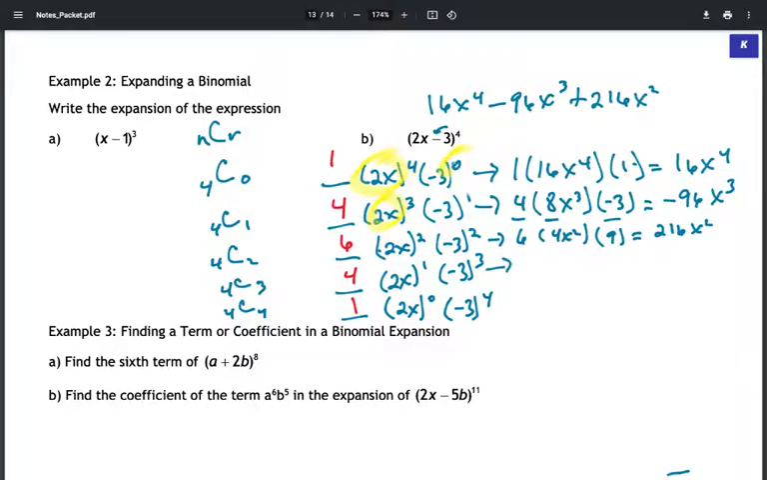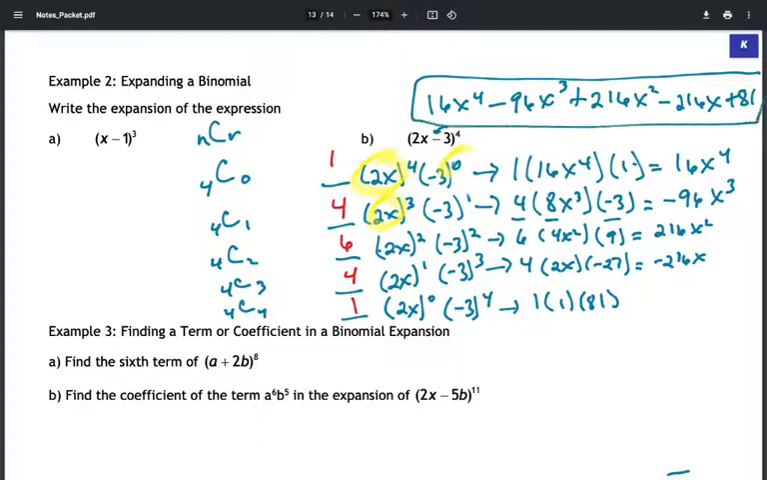On this one, we have 4, and we're multiplying that by 2x, and then the negative 3 is cubed, so that'll be negative 27. So that gives me a negative 216x. And then the last one, we're doing 1 times positive 81. So this will be 81 right here. And this is fully expanded.